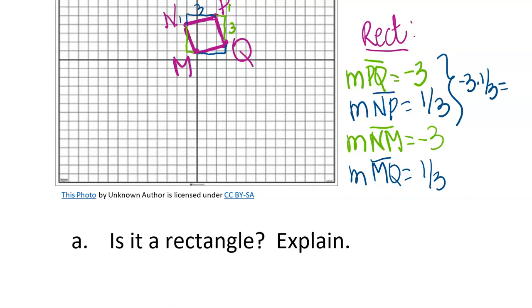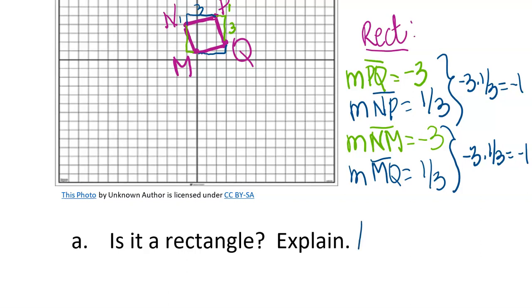Do you get negative 1? Yep, they're negative reciprocals. What happens when you multiply these? Do you get negative 1? You should, because it's the same thing. Negative 3 times 1/3. If we do the other two, would it be exactly the same thing? So if you multiplied -3 times 1/3, it's going to be that way all the way around.